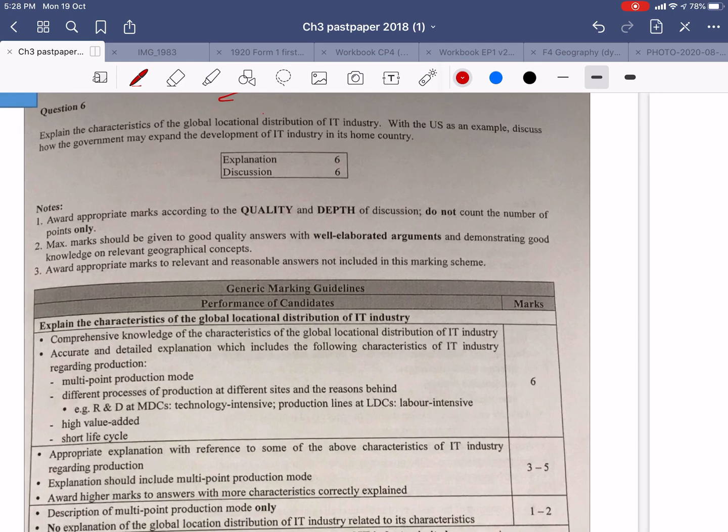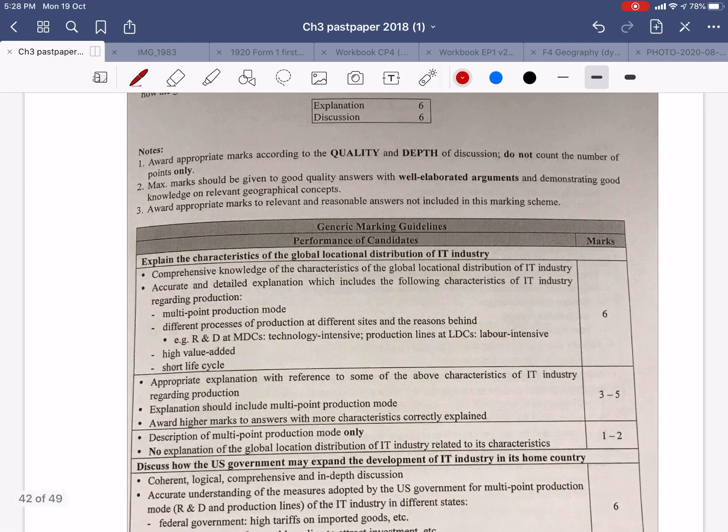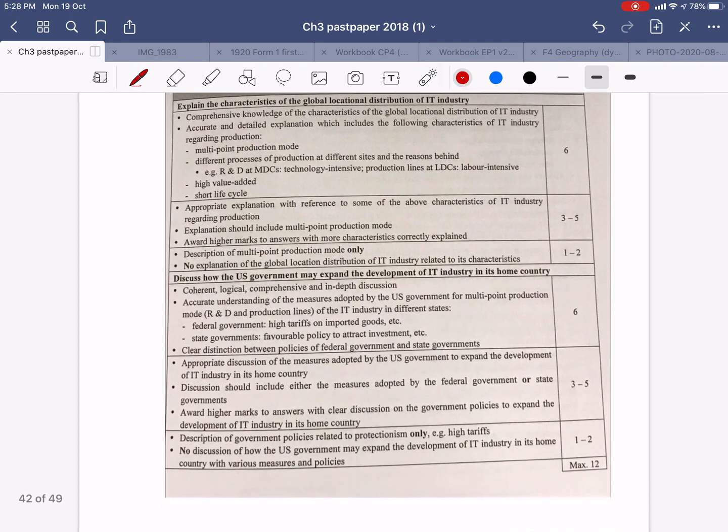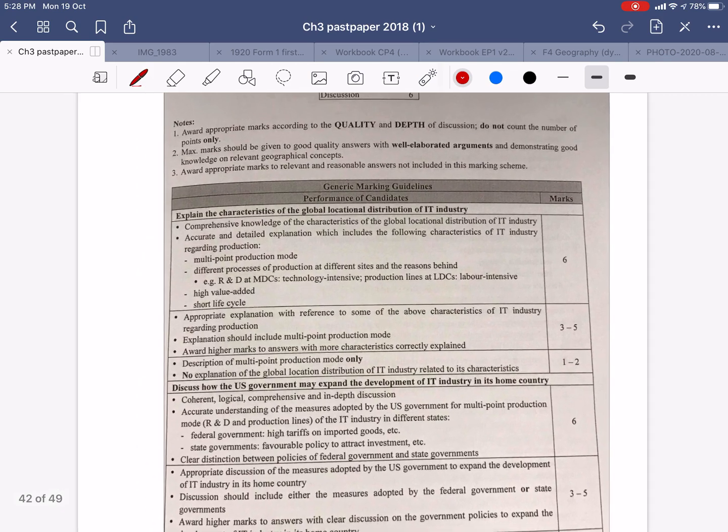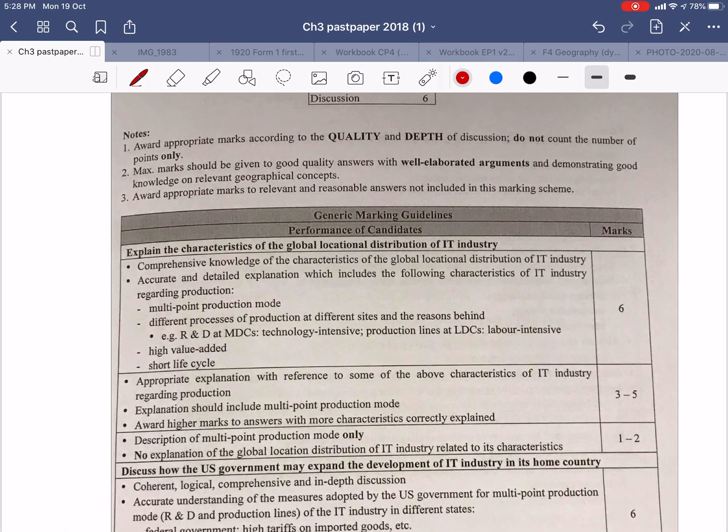chapter 3. And for the IT industry, actually you can refer to here, not very difficult indeed. Okay, just bear in mind again what the location factors included in the IT location are. The location of the IT industry is fine enough.